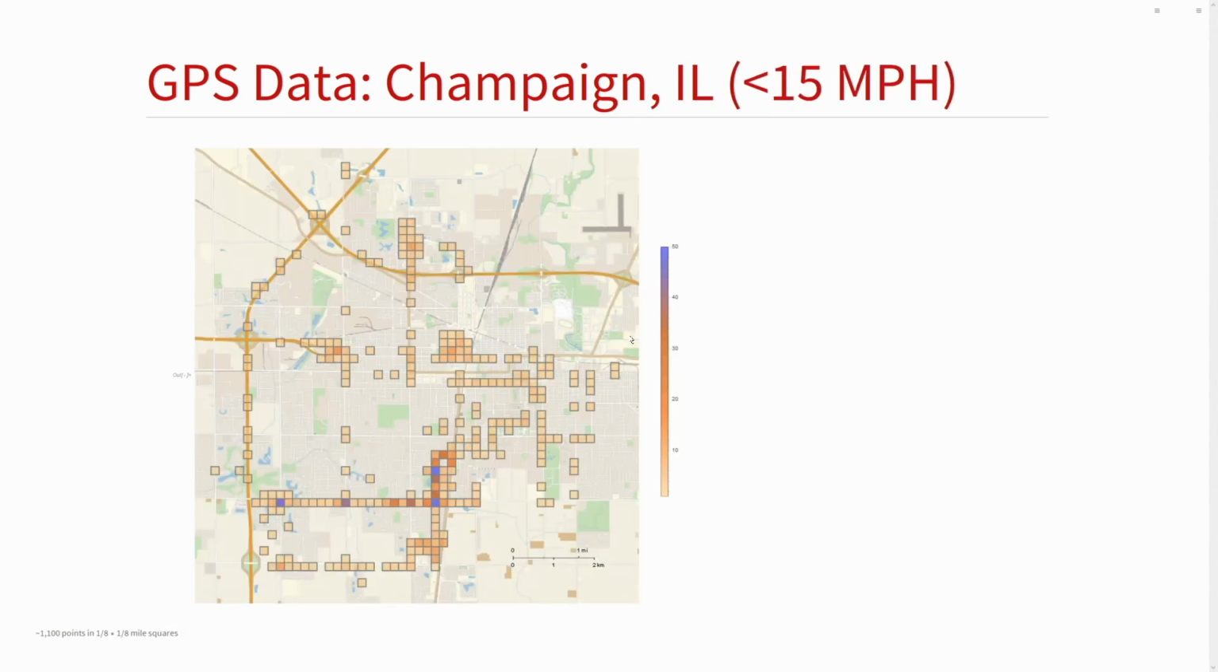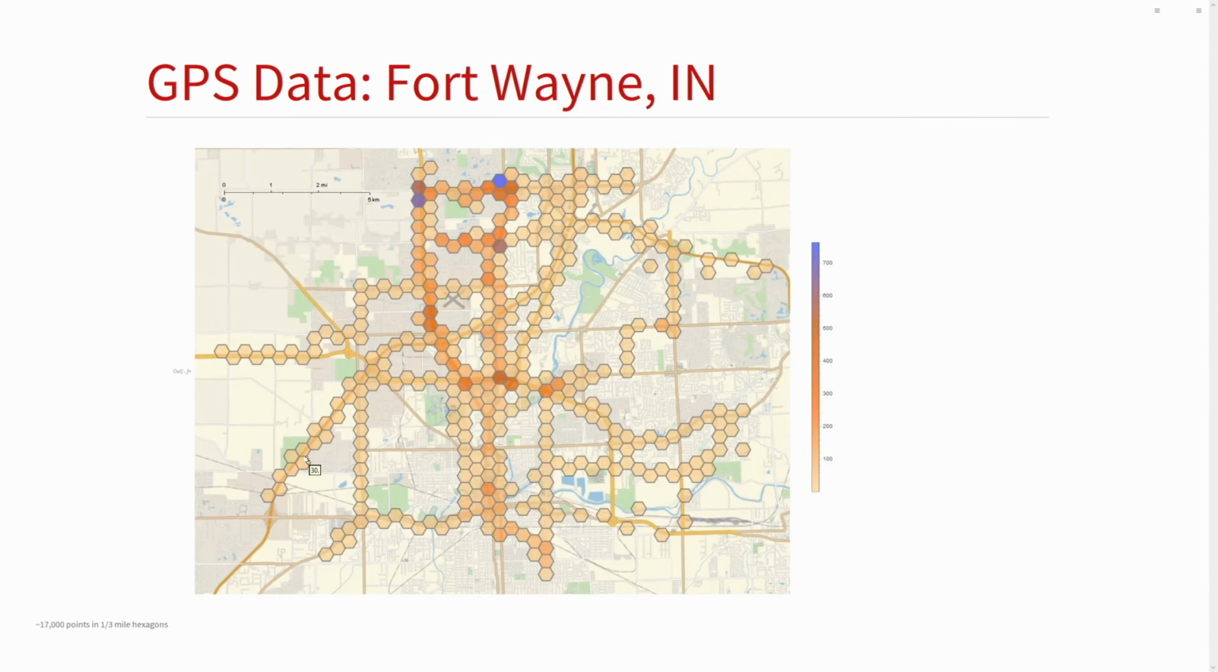Another neat thing is if you look at just the times when I'm less than 15 miles an hour, you can really see my commute coming into play, where that one intersection is really bad. I think there's a stop sign here, an intersection where I spend a lot of time. To go a little further though, it's a little different in Fort Wayne.